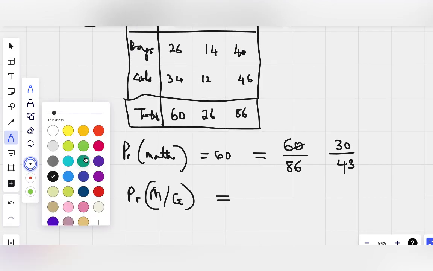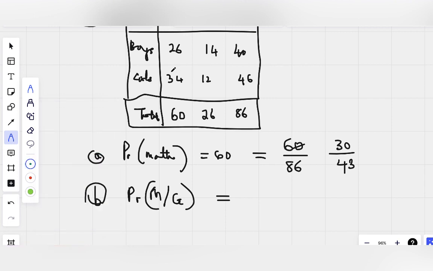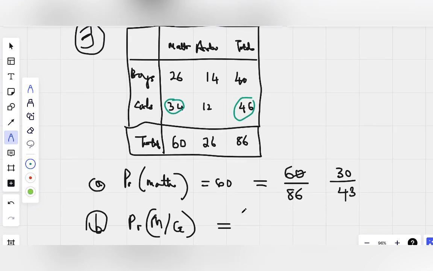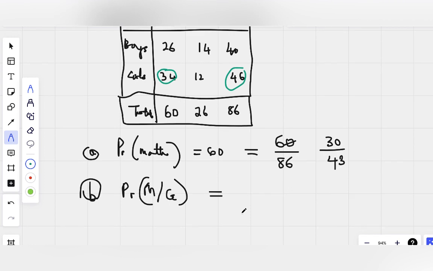So the total number of girls doing mathematics in this class, because this is the color for mathematics, is 34. And we cannot say over 86, because we're looking at the total number of girls. So this probability will be the number of girls that are doing mathematics over the total number of girls in the class.